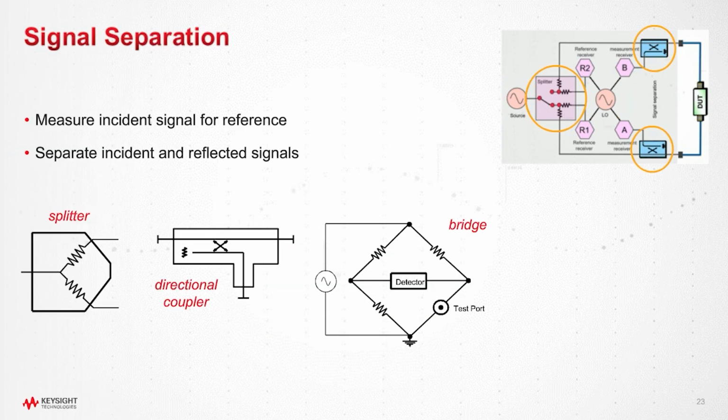Next is the signal separation, and this separates the incident signal from the reflected signal. And there's a couple ways to do this. You can measure the incident signal through a power splitter, where part of the signal is sent to the reference receiver and part is sent to the test port. But the most common way to do this is with a directional coupler because that'll give you better isolation. In low frequency applications, you want to use a directional bridge because it provides better low frequency performance than a directional coupler would.